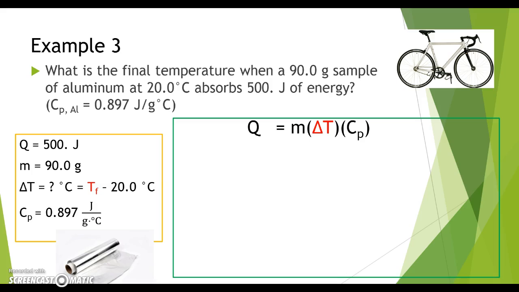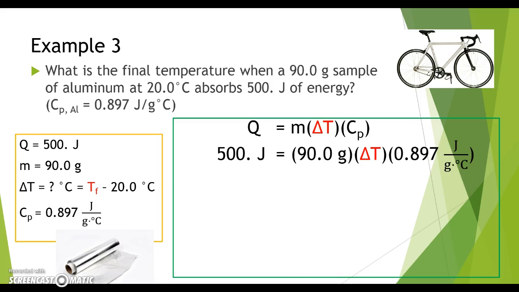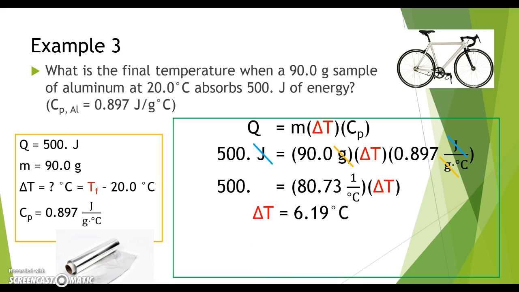So let's plug this into our equation, and we are going to solve for delta T, and then from delta T we can get our final temperature. So we substitute in our energy, our mass, our specific heat capacity, and notice the joules cancel out, the grams cancel out, and we are left with degrees Celsius, which is what we want. We're trying to find a change in temperature. So we multiplied 90 times 0.897 to get 80.73. The units that are left are per degree Celsius. Now we divide both sides by 80.73 and we get a change in temperature of 6.19 degrees Celsius.